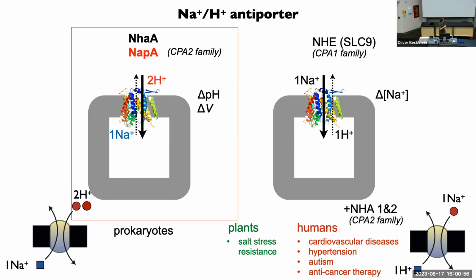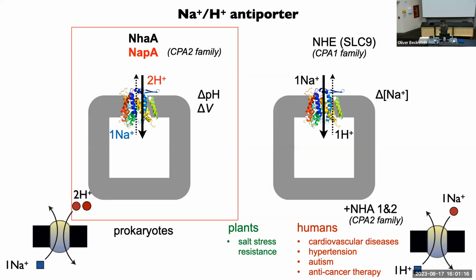In humans, the so-called CPA1 family transporters use sodium ions as the driving ions and then move out protons. They are essentially housekeeping proteins that are important to keep the pH of your cells constant. And there are a bunch of diseases that are related to this.